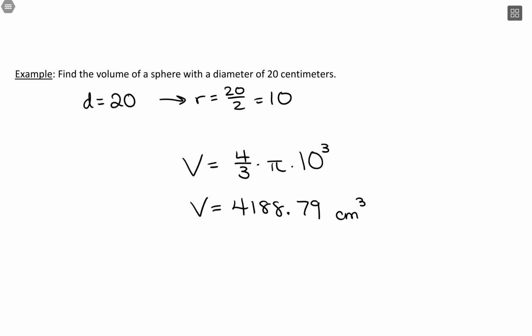Oh, nice and short video there. Just plugging it into the formula, plug it into the calculator, and just make sure you attach the correct units at the end.